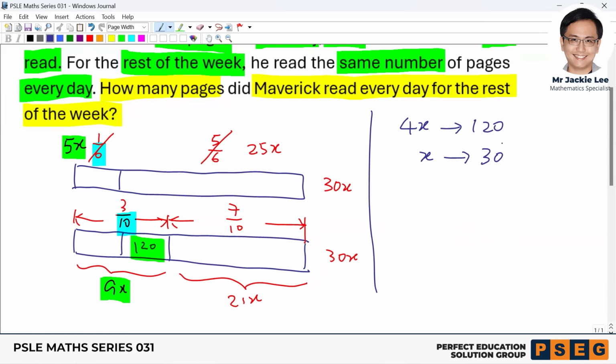How many pages did Merrick read every day for the rest of the week? So I think for this one, we got to look at these figures. For the rest of the week, that means 5 days there. Okay, so what we need to do now is that the answer should be 21 times the x, which is 30, and then divided by 5. Am I right? So this one, 21 times 6 basically. So the answer should be 126.